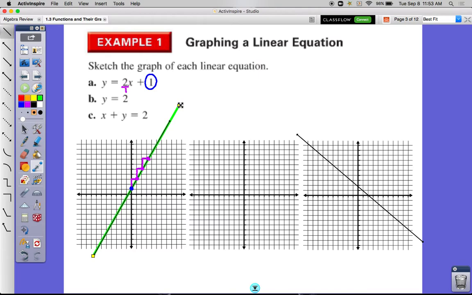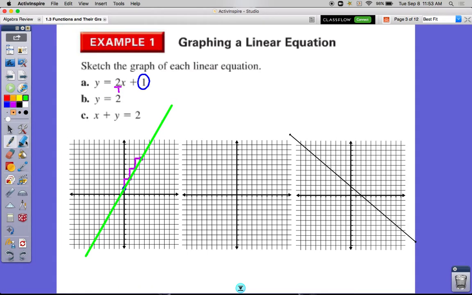That's graphing using the slope-intercept form. It's in y equals mx plus b form already. Why not? The next one is a little trickier. Kind of works the same as A. Whereas, I'm going to graph y equals 2.